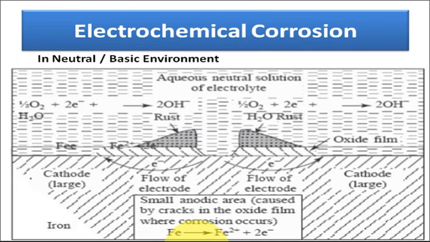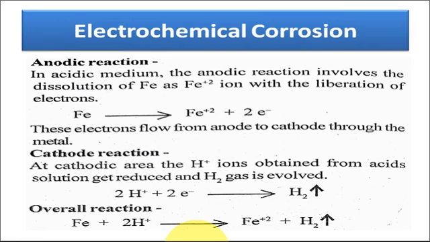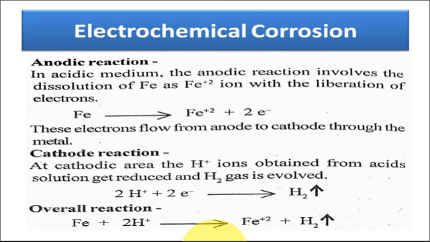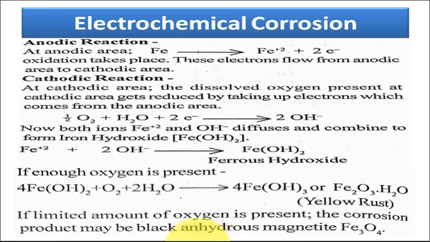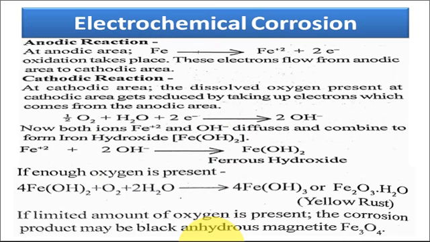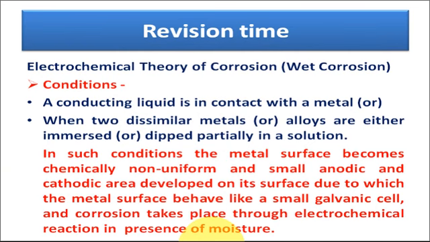Clear? Now look again here in both the diagrams. Look here. Here the cathodic area is small and anodic area is larger, right? While in the basic medium anodic area is smaller and cathodic area is larger. Focus on that point. I will come again on this point in my next lecture.